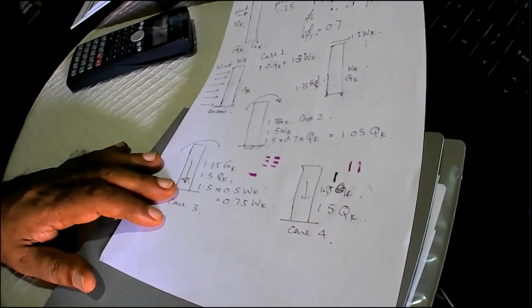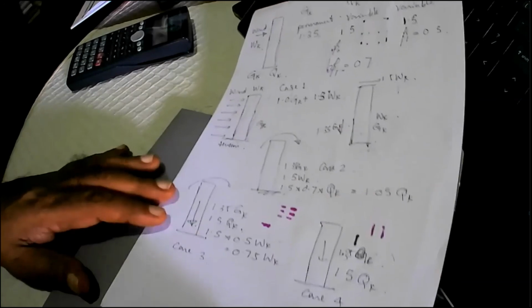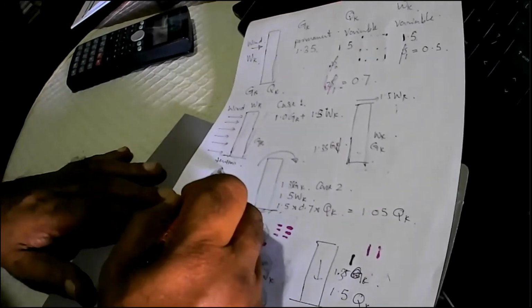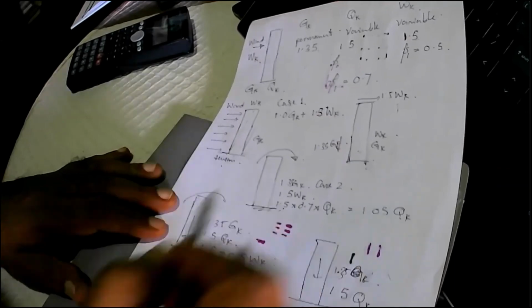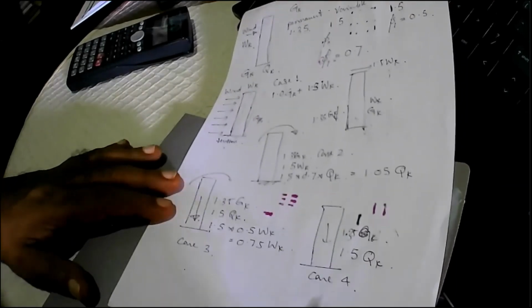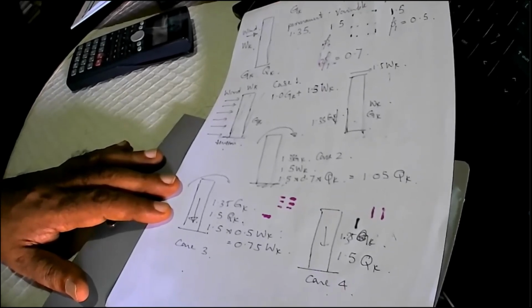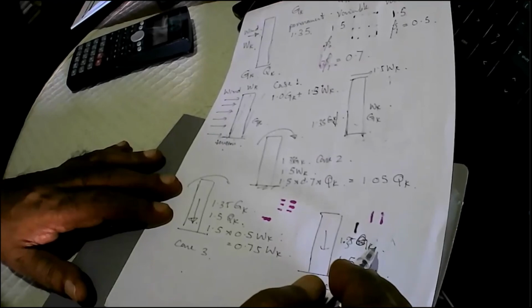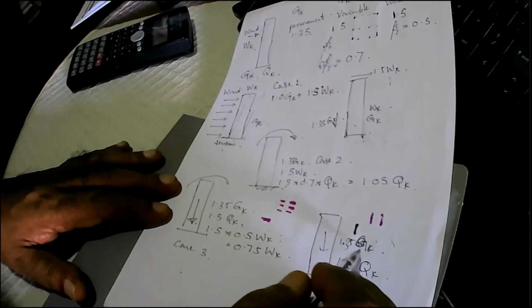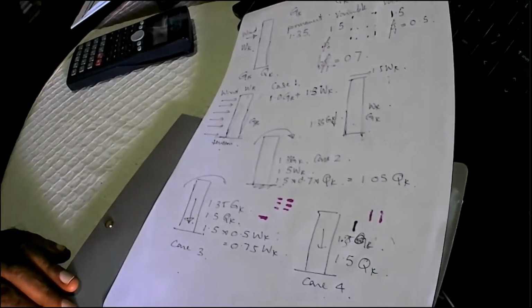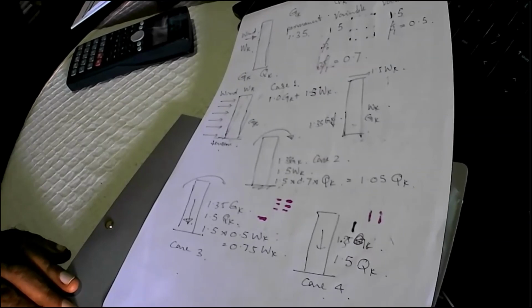And after lunch, I'll show you how to create all these different load combinations that we need. So this will form the basis. So this is case 1, this case 2, this case 3, and this case 4. So case 4 is 1.35 times GK, and here you get 1.5 times QK.